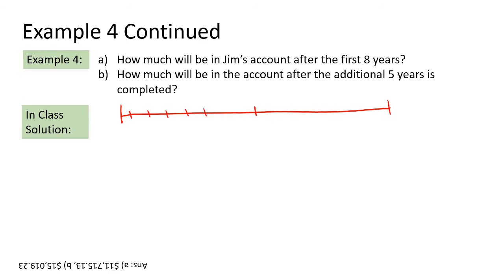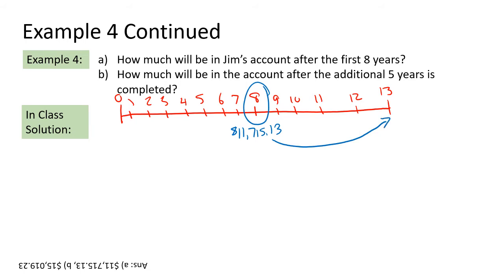1, 2, 3, 4, 5, 6, 7, 8, 9, 10, 11, 12, 13. So, going back to our graph, we are currently at year 8, and we know that he should have $11,715.13. Once his annuity is done, his term's done, he's not making any more payments. But now he wants to go 5 years in the future. So he wants to go to this point in time, just earn interest on it. You're still earning interest on this the entire time. So he wants to know what that amount of money is.